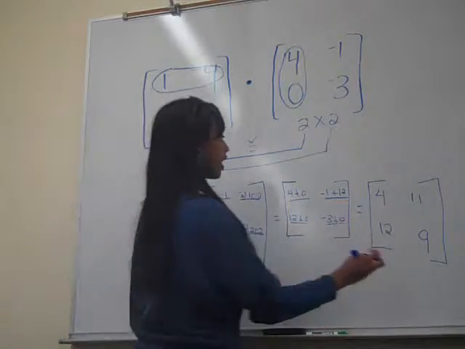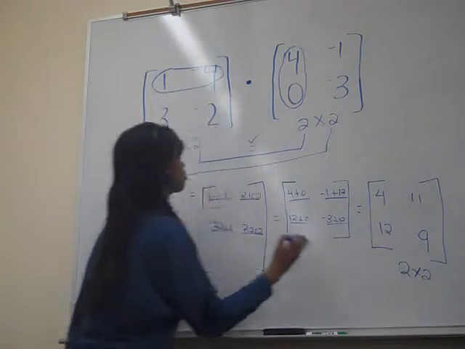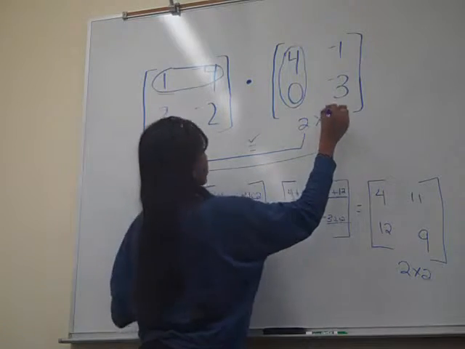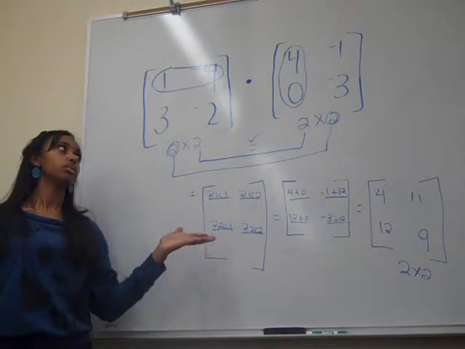So the dimensions of that is 2 times 2, which was the exact number that we got with the first two matrices. And this is how you multiply matrices.